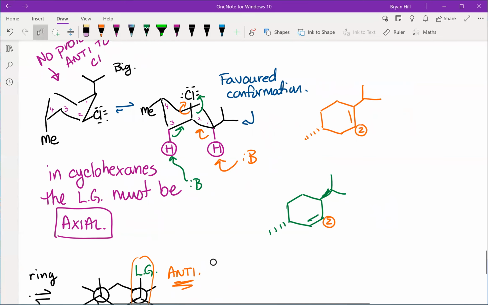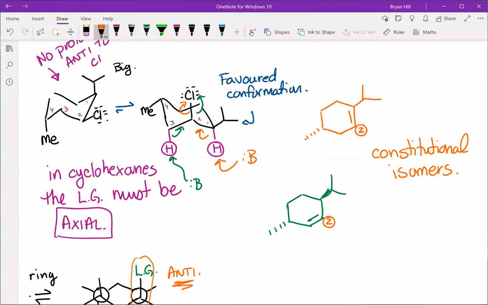So actually here we've got these two structures, the green structure and the orange structure. They are constitutional isomers. They've got the same molecular formula, but different connectivity. They're not mirror images of one another. The double bond is located in a different position. We're going to see in a second that one of these two is favored over the other.